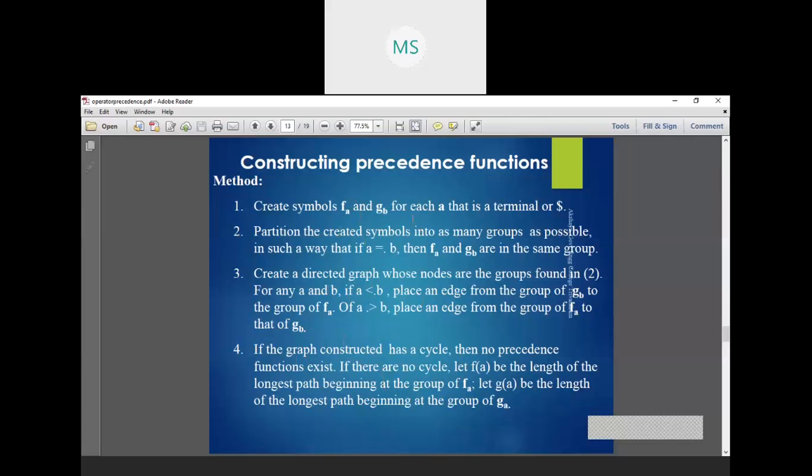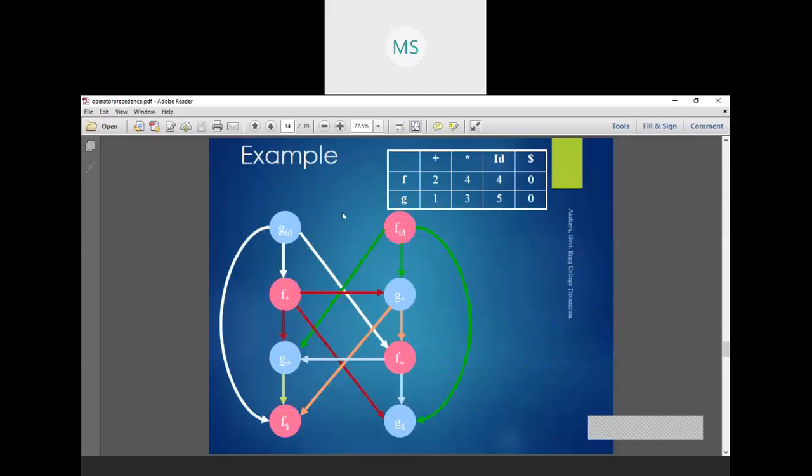Algorithm: create a symbol f of a and g of b for each a that is a terminal or dollar. That means I want to create nodes like this: g of id, g of plus, f of id, f of plus. You can write any order, there is no issue. You can write all the f functions here, all the g functions here. For all the terminals, you should create a node: f of id, f of plus, f of star, f of dollar.